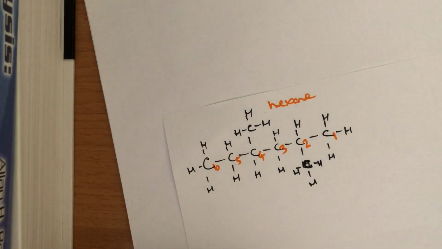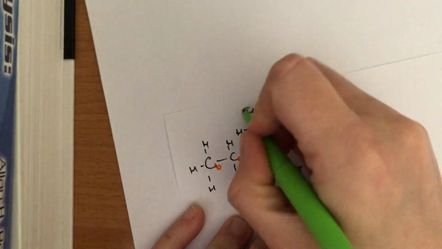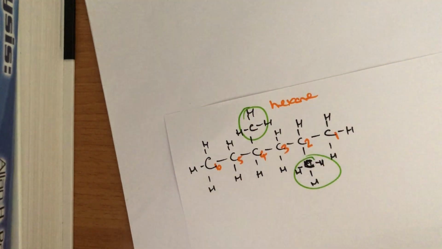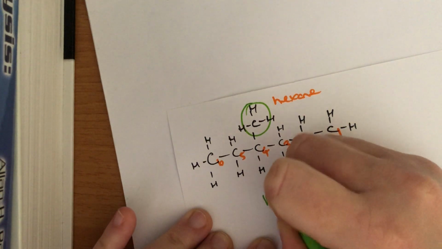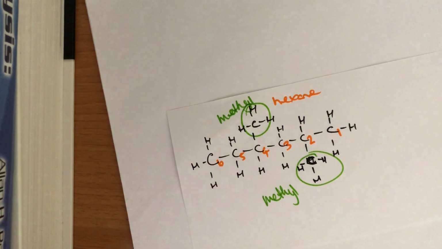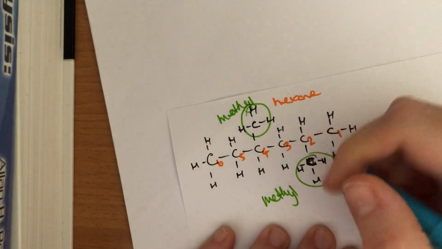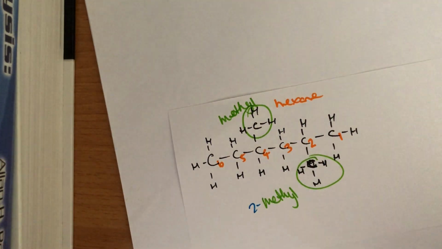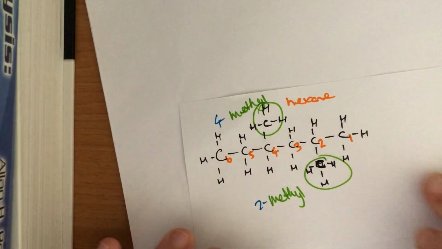Step number 2 is to identify the branches. So we've got 1 methyl group here and another methyl group there because it's only got 1 carbon. So these are methyl groups. And then you need to include the carbon that the branch is connected to. So this is going to be a 2-methyl, and this 1, 2, 3, 4 is a 4-methyl.